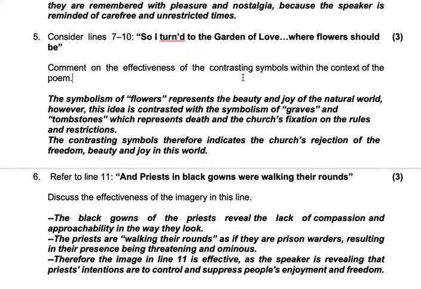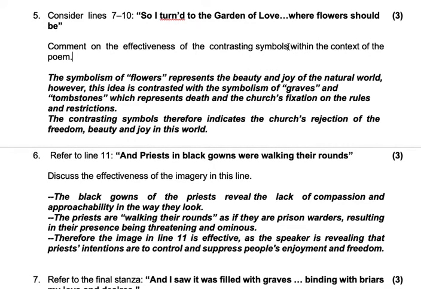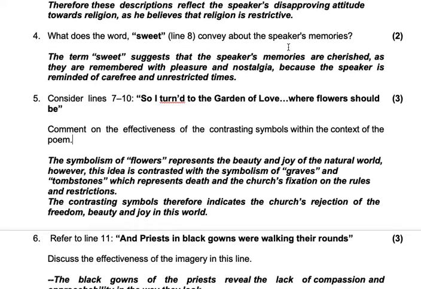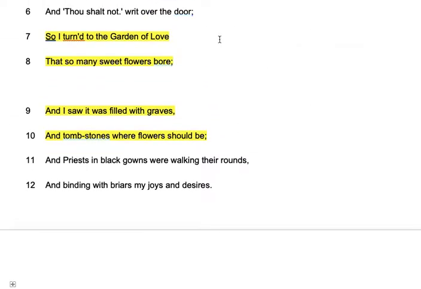Now, contrast means opposite, and symbols means one thing used to represent another thing. So let's just go to lines 7 to 10 quickly. And we're looking for two ideas that are opposite. Okay, I'm just going to get a different color highlighter. "So I turned to the garden of love that so many sweet flowers bore, and I saw it was filled with graves and tombstones where flowers should be."